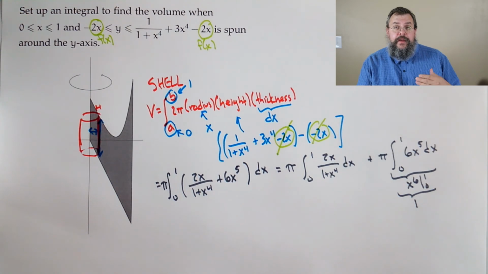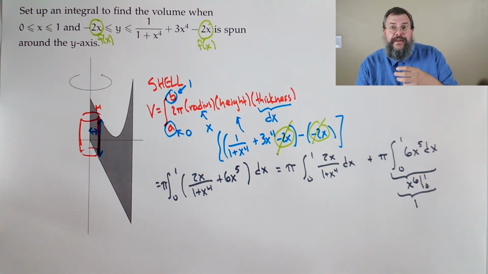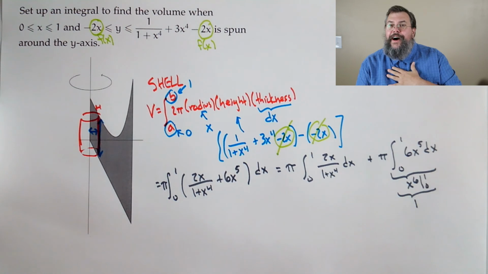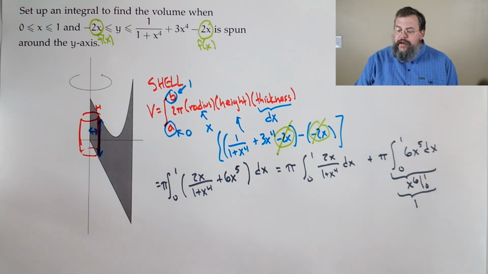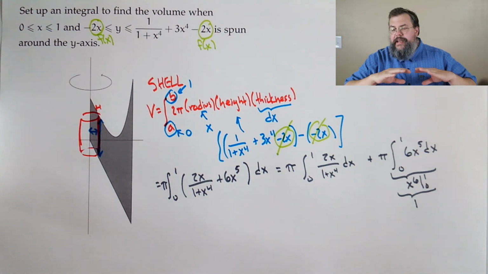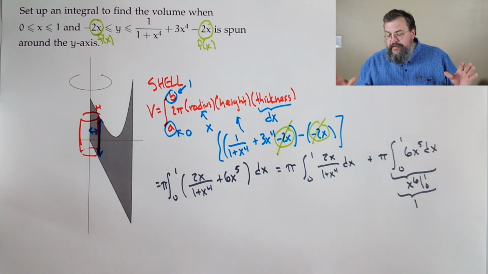Whenever I see something like 1 plus something squared downstairs in the denominator, I always start to think, oh, is there an arctangent involved? I always hope for arctangent, because I love arctangent. It's such a great thing. So I'm starting to suspect maybe there's an arctangent involved. Now, at the beginning, I don't see an obvious way to integrate this.